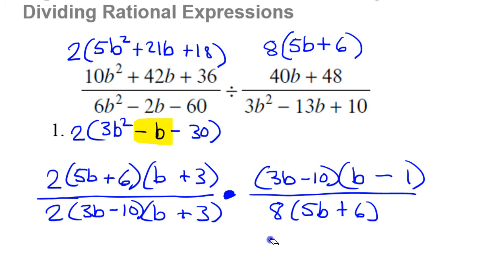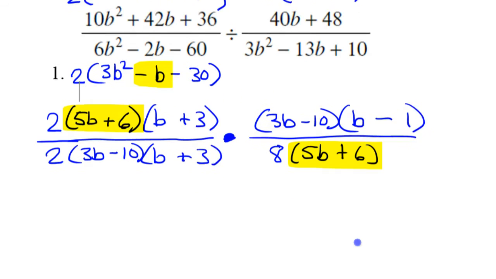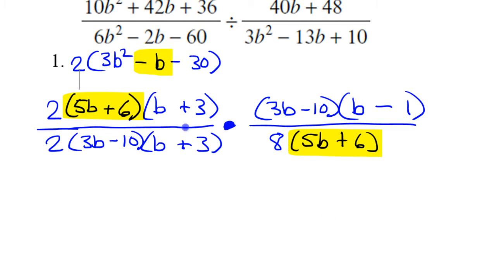Okay, now we have factored everything. Now it's time to cancel out anything that is in the numerator and the denominator, any factor. All right, and I'm going to cancel by highlighting so you can still see through it. For example, here I see 5b plus 6 in the numerator and 5b plus 6 in the denominator. Those will cancel out, so those will be gone. I also see b plus 3 in the numerator and the denominator. So I see b plus 3 and another b plus 3. So those will cancel out. They have to be one high and one low. They don't have to be in the same fraction.